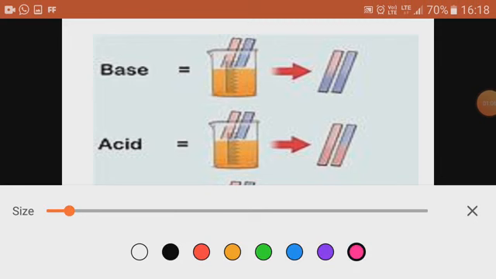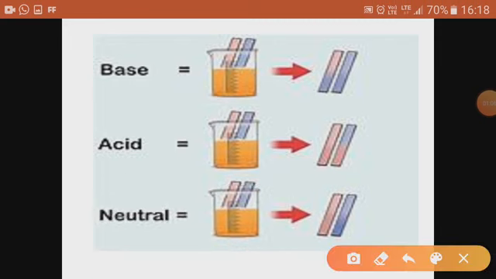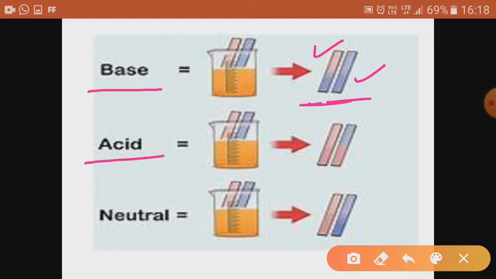As you know, we have already discussed the litmus paper. Usually we have got two types of litmus paper, red litmus paper and blue litmus paper, and we know in base red turns blue and blue remains blue. But in case of acidic solution, when we dip red and blue litmus paper, red remains red and blue turns red, and in neutral solution there won't be any change in color. So this is how they show the change in color, and they show whether the substance is acidic or basic.